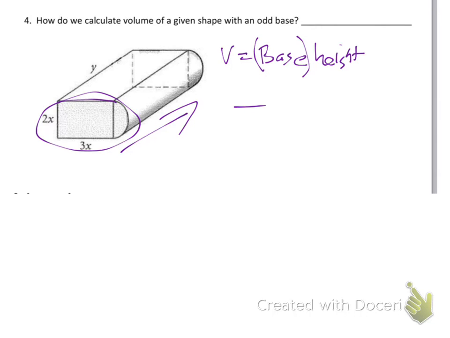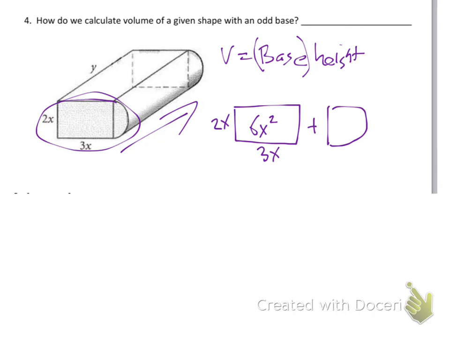What two shapes am I seeing? Rectangle and half a circle. That half a circle looks kind of funny, but it's there. What's the dimensions of the rectangle? 2x and 3x. Area of a rectangle is length times width. So I would think it'd be 2x times 3x. 6x squared. Interesting.